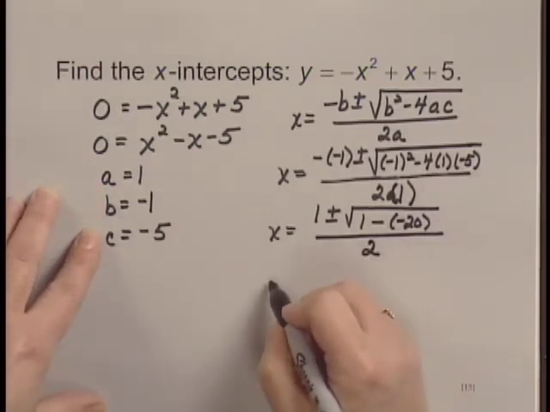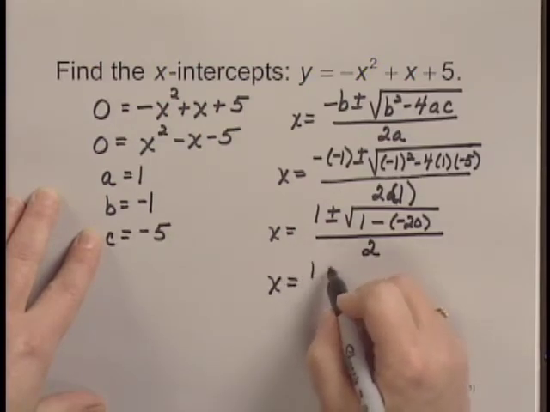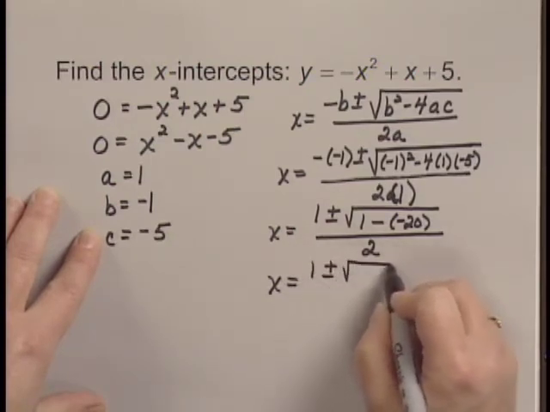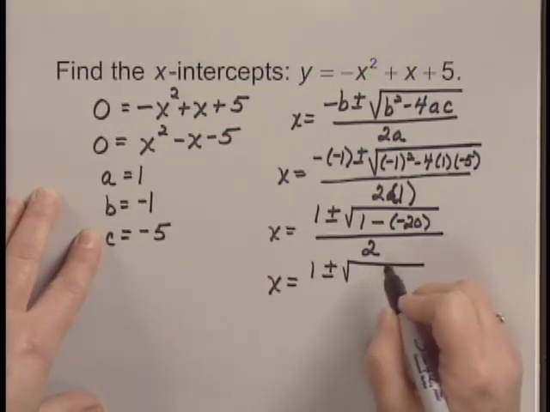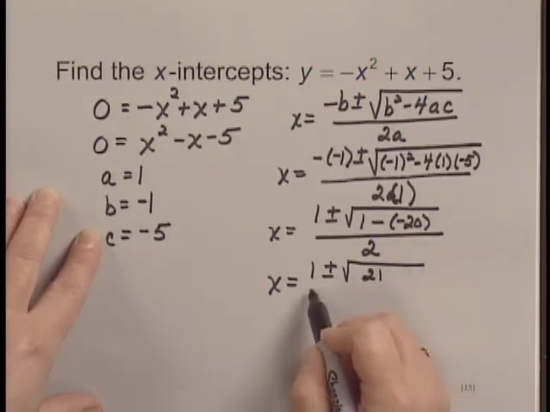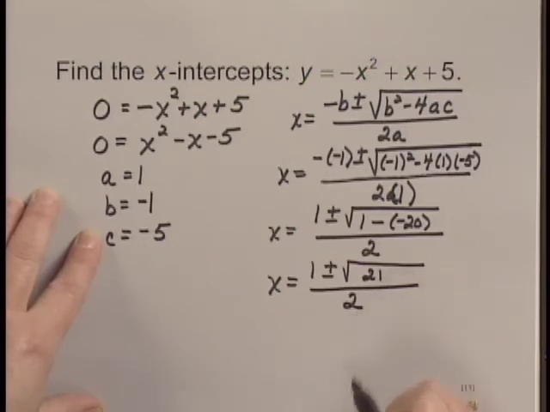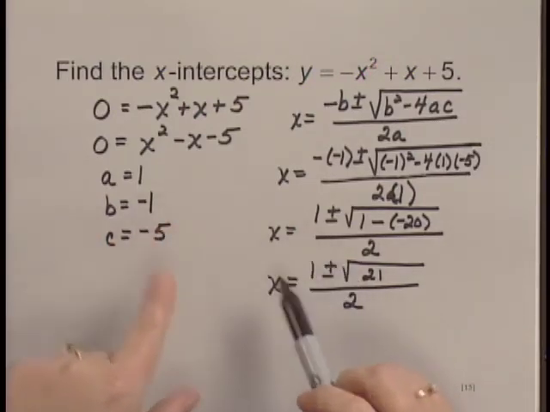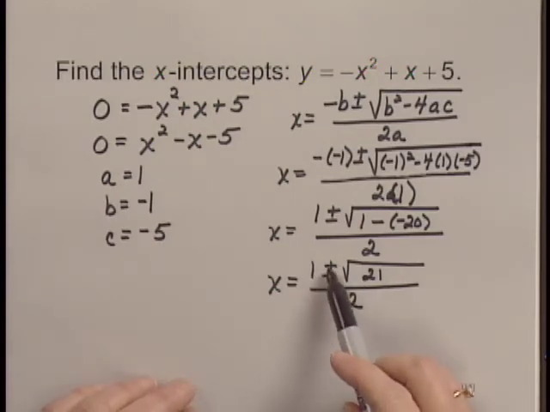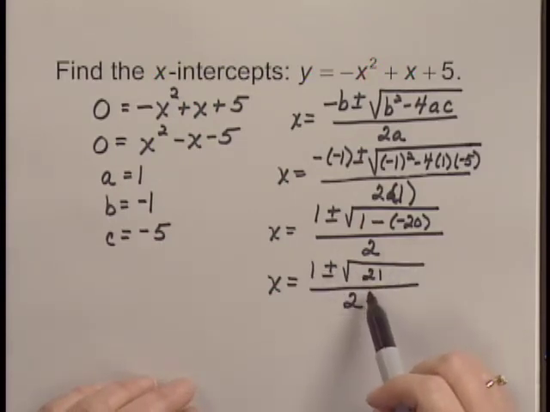I can simplify further. I have x equals 1 plus or minus the square root of 1 minus -20 would be 1 plus 20, or 21, and all that is over 2. Now I have found the solutions. There are two solutions here, one using the plus sign and one using the minus sign.